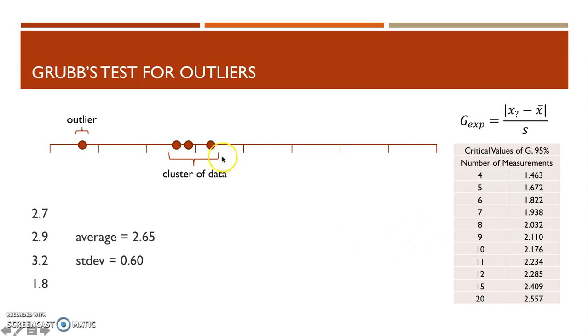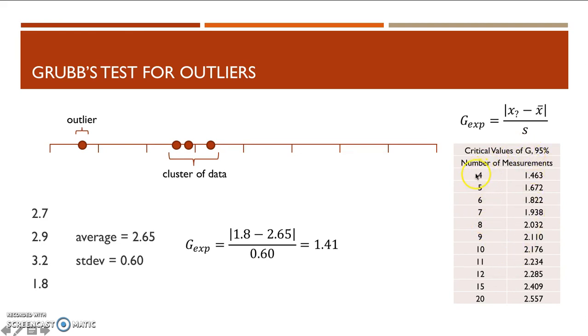So if these 4 points had these values here, I can calculate an average and I can calculate a standard deviation, and then I can execute Grubbs' test. I calculate my G experimental value by doing the questionable value, which is the lowest one, minus the average here, and then divided by the standard deviation. I get 1.41. Now I'm going to compare this to a G value from a table based on the number of measurements that I've made.